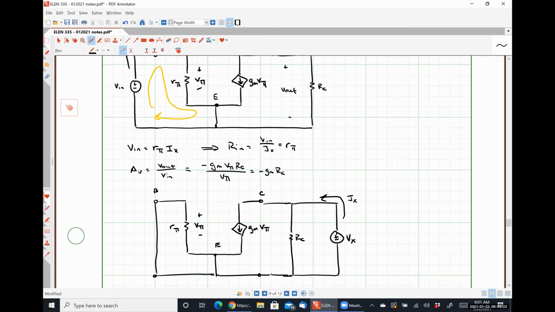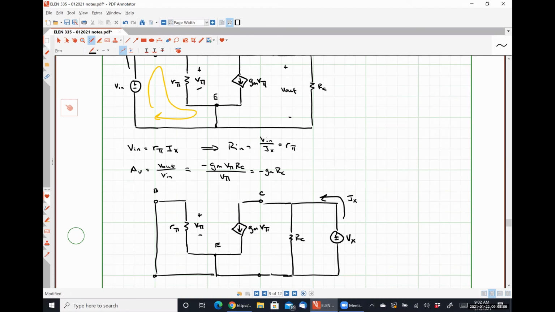All right, so let me ask you a question. What's V pi? So we can see that on the top node of R pi, it's connected to the base, and our base is shorted to our emitter. So what's the voltage drop over that resistance R pi? 0, because it's the voltage drop over a short circuit. So if V pi is 0, how much current is flowing or generated by that dependent source? 0. So it looks like an open circuit.